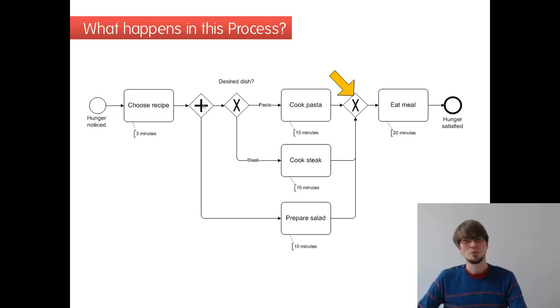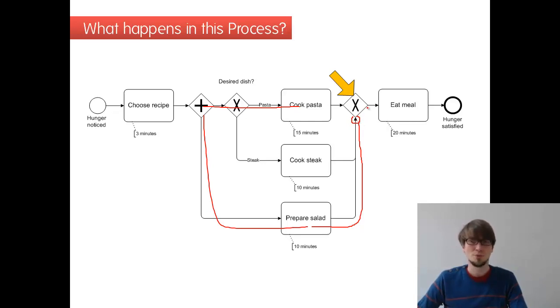So we make the same example. We cook the pasta and we prepare the salad. Now we're done with the salad. What happens? As this is not a parallel gateway, it's an XOR gateway, an exclusive gateway, it means if we have a token there, we move on. Then we start eating the meal for 20 minutes. So after 5 more minutes, the cooked pasta is ready. It arrives here, and we don't care how many tokens we have. If this one arrives here, it moves on. So that basically means we start the eat meal activity twice.